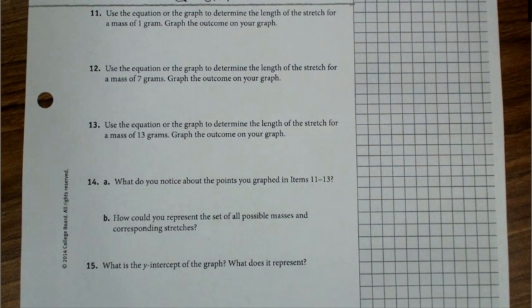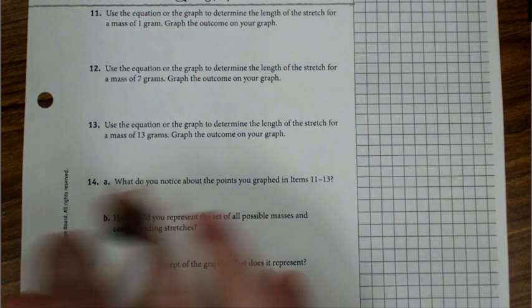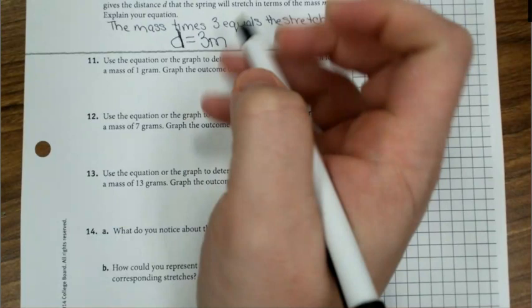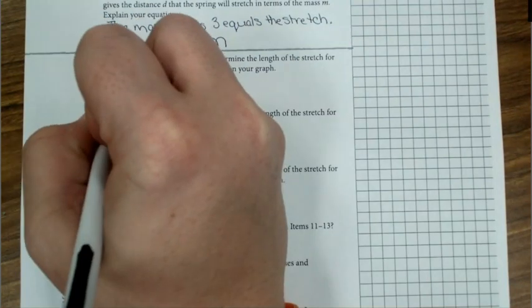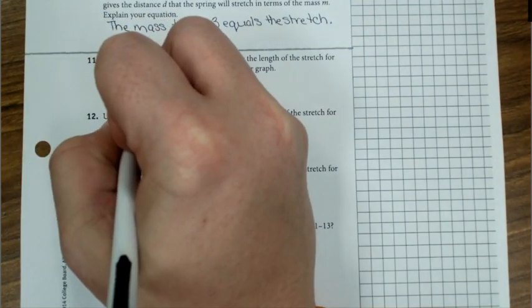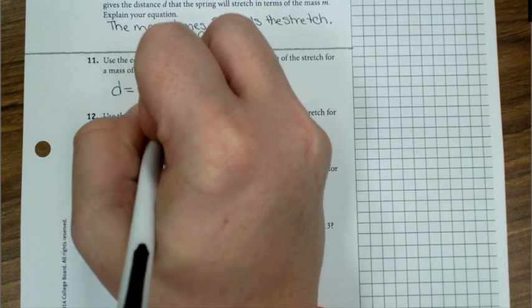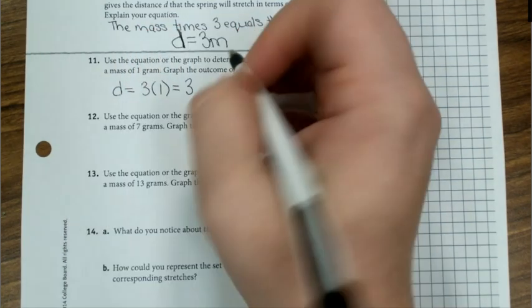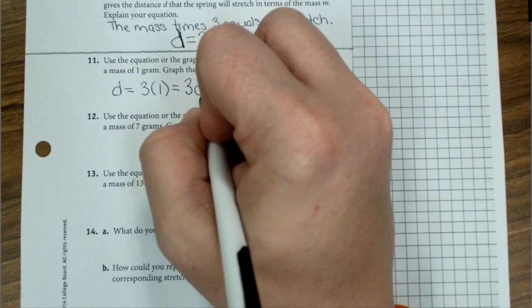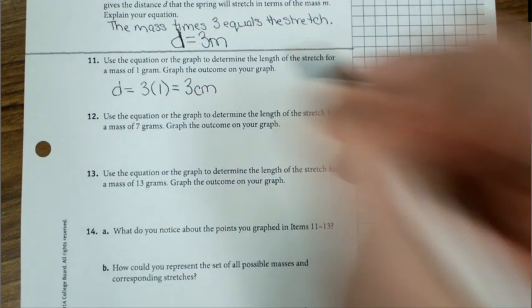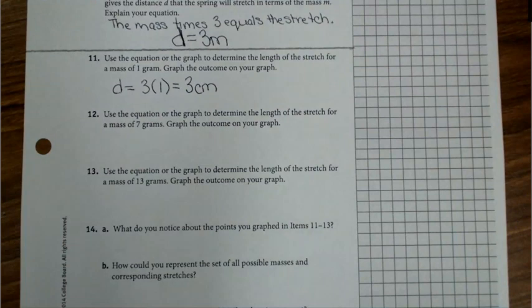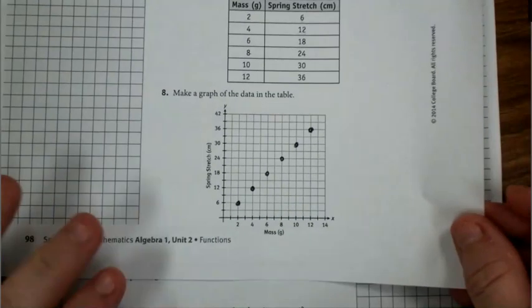All right, use the equation or the graph to determine the length of the stretch for a mass of 1 gram. Graph the outcome on your graph. Okay, I'm going to go back to that equation that we just created. My mass is 1 gram, right? So we're going to do D equals 3 times 1, which is 3. So we have a stretch of 3 centimeters. So, and it said, go back and plot this on your picture.